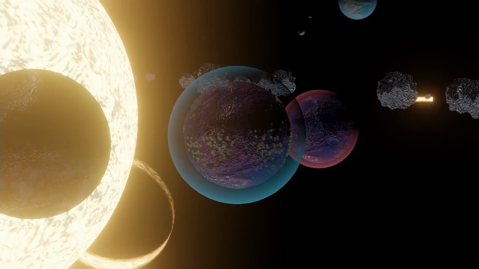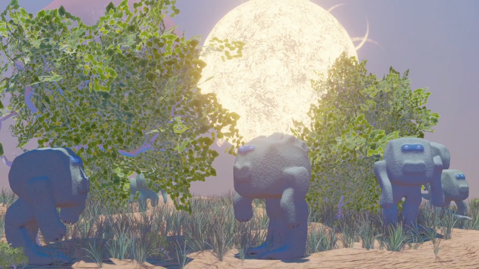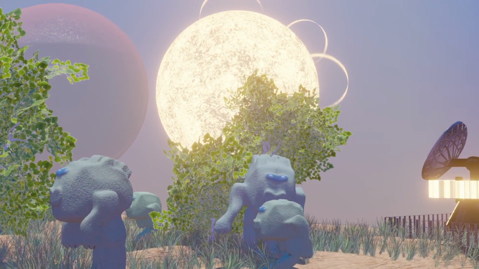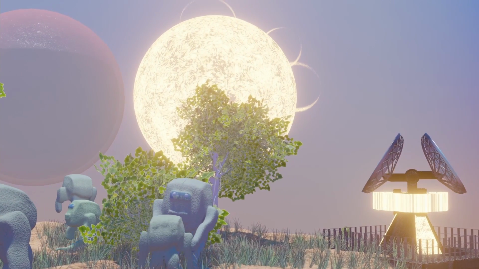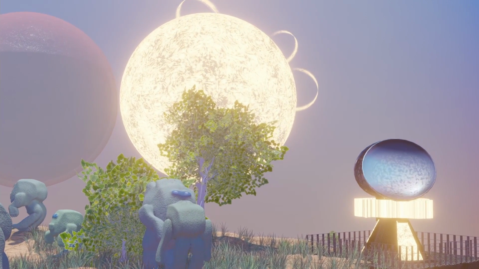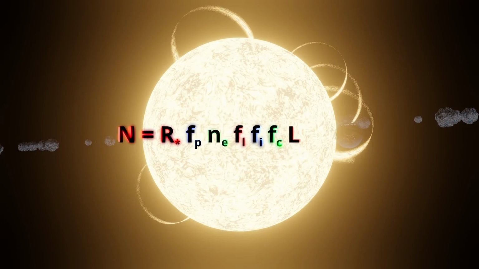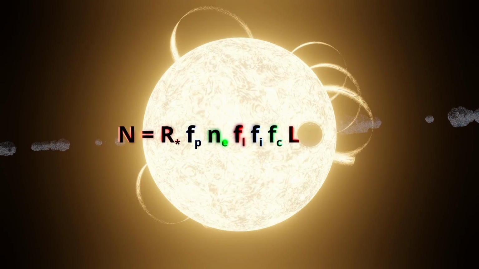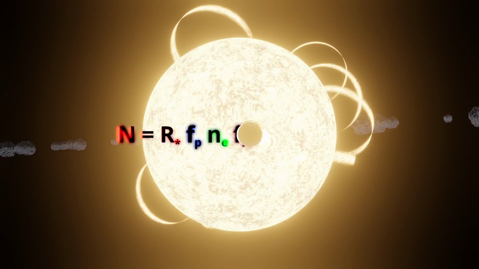Fl is the fraction of habitable planets that do develop life. Fi is the fraction of planets with life that develop intelligent life. Fc is the fraction of intelligent life that develops the ability to contact us. And finally, L for the average length of time that civilizations can communicate. If all 7 of these variables can be determined, then the probability of life could be easily predicted. The only downside is that the last 4 of these 7 terms are completely unknown.